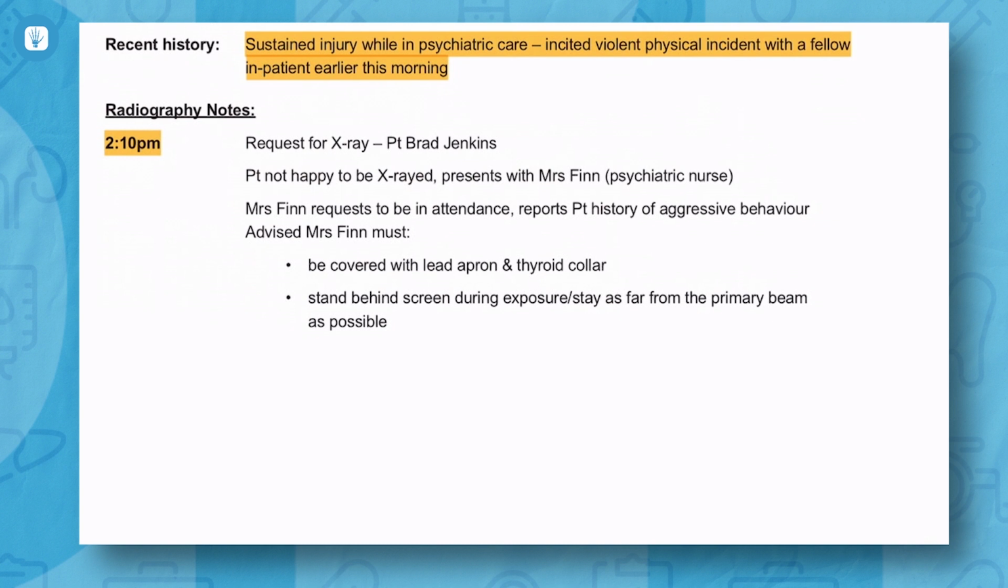At 2:10, the patient arrives but is not happy to be X-rayed. Mrs. Finn, the psychiatric nurse, requests that she is in attendance for the X-ray and reports the patient's history of aggressive behaviour. But we can already see that the details about Mrs. Finn being inside the X-ray theatre are no longer relevant because of what happens next.